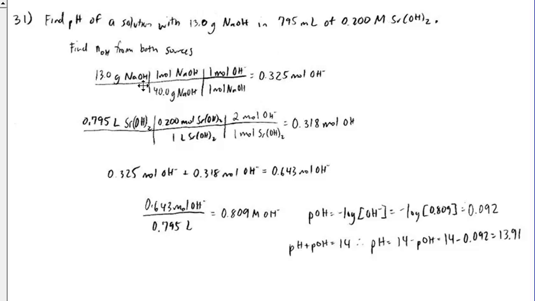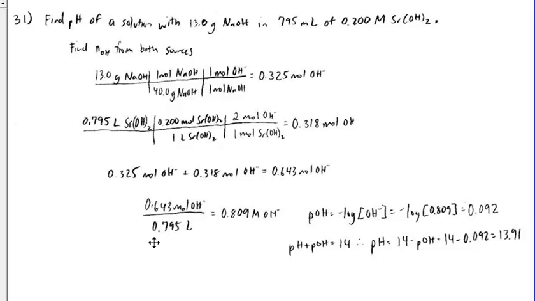So the first thing is to find the number of moles, n of OH⁻, from both of the sources. So you convert your 13 grams of NaOH into a number of moles of OH⁻, and you consider your volume, 0.795 liters of strontium hydroxide, and its concentration, 0.2 molar, and the fact that there's 2 moles of OH⁻ for every 1 mole of strontium hydroxide, you get another 0.318 moles of OH⁻. Summing them, you get a total number of moles of hydroxide of 0.643 moles.